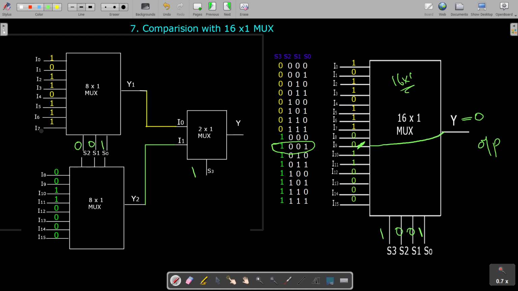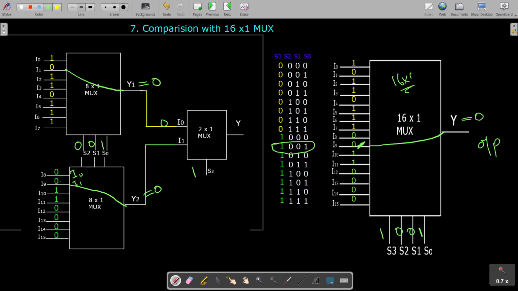So we'll verify whether our constructed circuit is performing similar to this 16 by 1 MUX. So because of the 001, this first line, I1 line will be selected and it is connected here. And this 0 will be transferred. Okay. And 001 means here it is I0, this is I1. So this I1 line that is equal to I9, isn't it? This I9 line will be selected and it is being connected to Y2. So this 0 will be transferred.